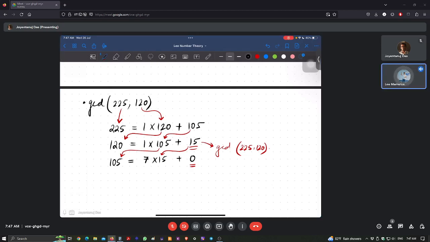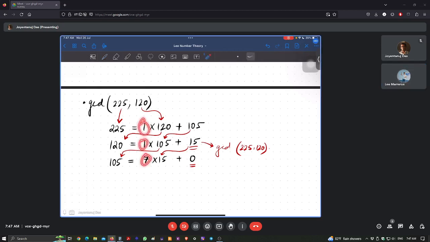So the divisor will always be the smaller one between the divisor and the quotient, right? Yes, the quotient we are not taking into consideration. We are considering only the divisor and the remainder. So the remainder is always strictly less than the divisor, right? That is by definition.